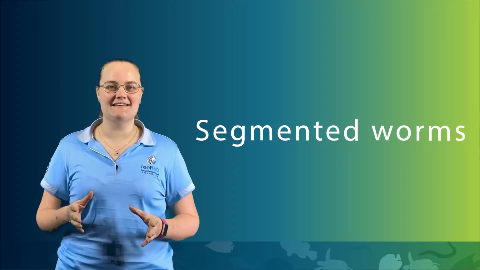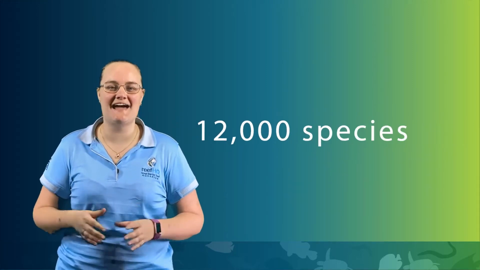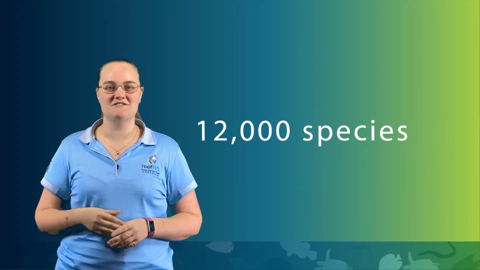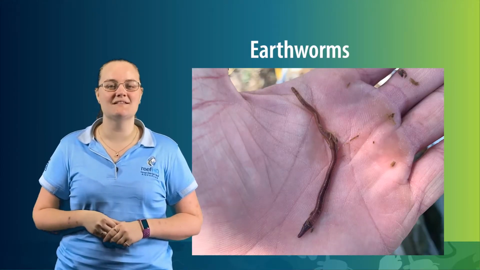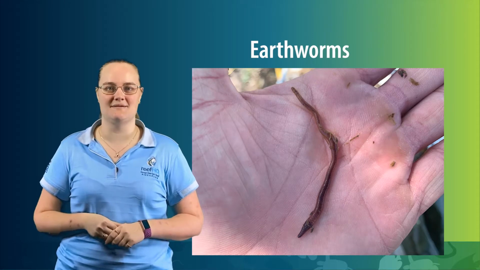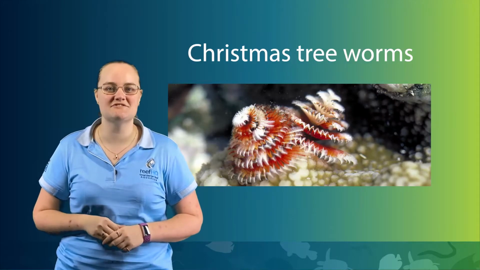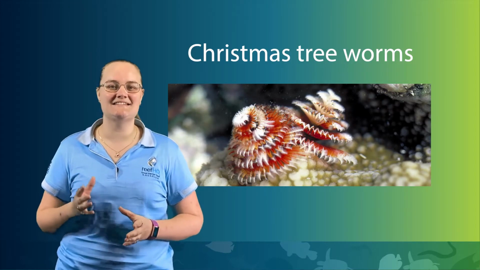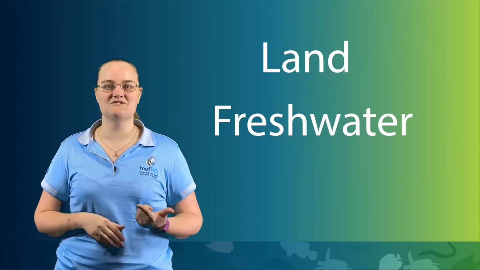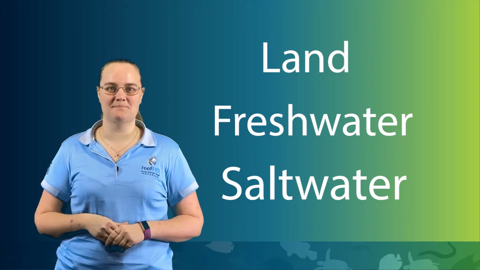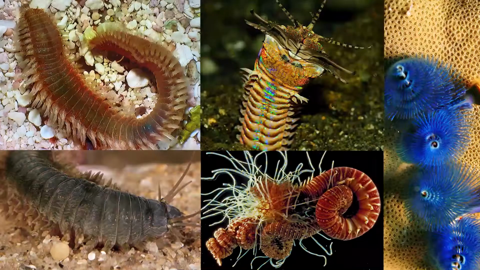The phylum Annelida contains over 12,000 species of worms, which includes those that live on the land, such as earthworms, as well as those that live in the marine environment, such as bristle worms and Christmas tree worms, and even contains leeches, which are found on the land, in freshwater and saltwater. So annelids contain a diversity of species that range in size and characteristics.